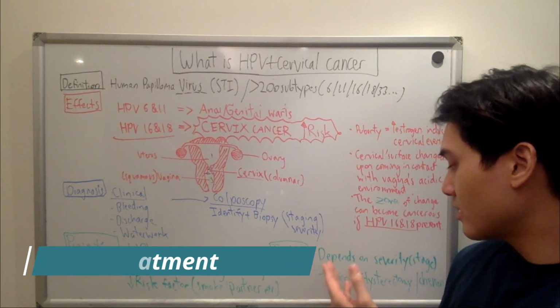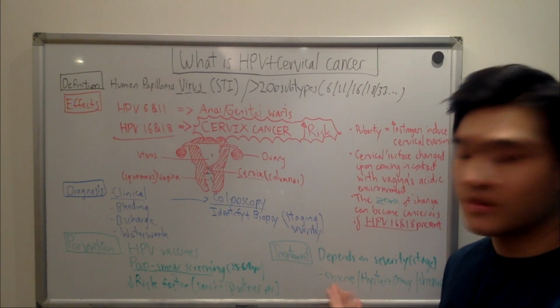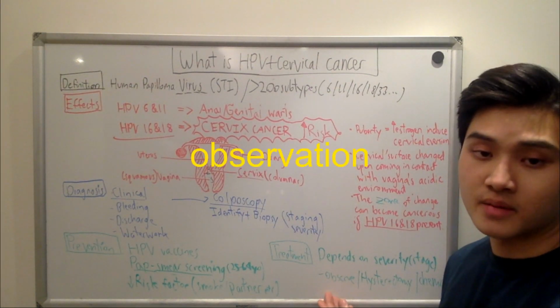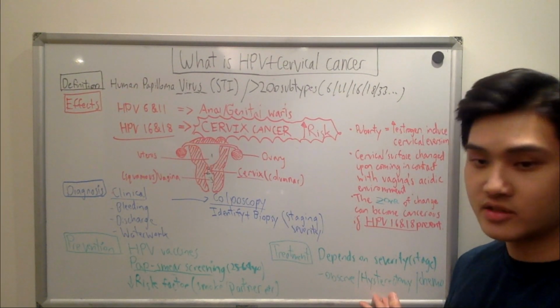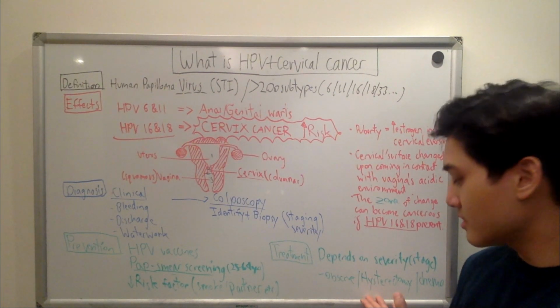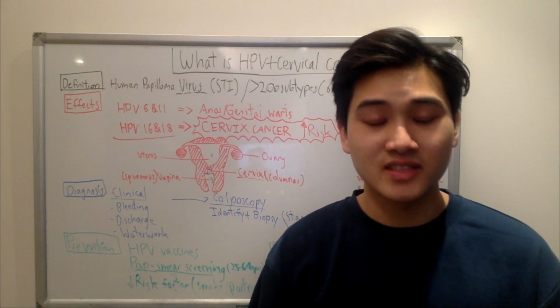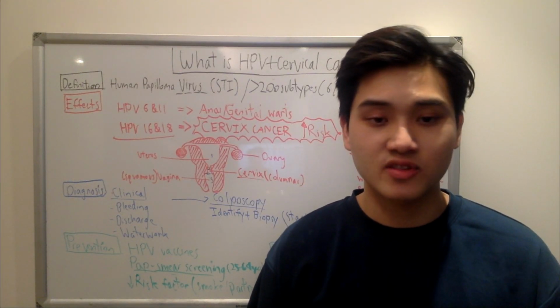Treatment. It depends on the severity of the cervical cancer, but the treatment ranges from observation to hysterectomy. It's a type of surgery to remove the uterus, and chemotherapy. And this is all for today, explaining about HPV and cervical cancer.